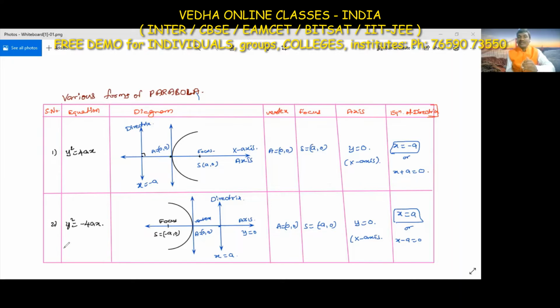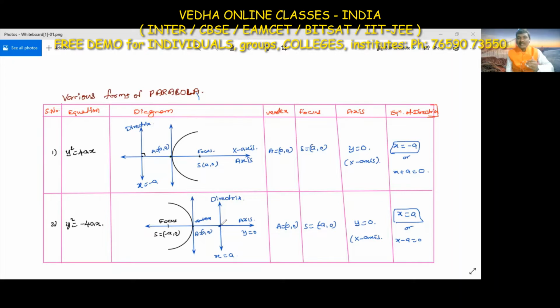If we take the second equation, y square equals minus 4ax, the negative sign represents the opposite side. The first parabola opened on the right side, and the second parabola is going to open on the left side. Then we get the focus here. The focus is always inside the parabola. So the focus is minus a comma 0, and the vertex is 0, 0.